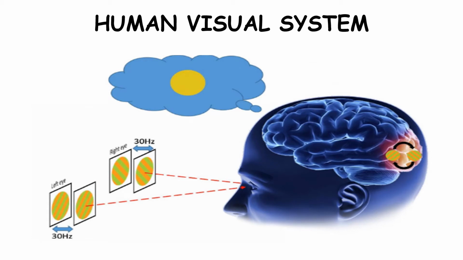So this is how the human visual system works. You see the object and it is captured by both your right and left eye. Then it moves on to your brain, you think, and then you visualize the scene.